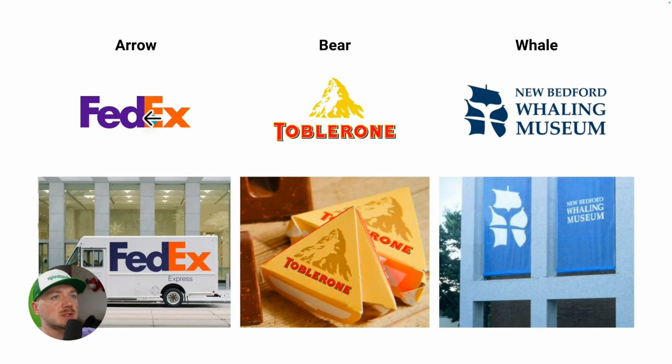FedEx is probably the most famous example of a negative space logo. If you can see this arrow cleverly hidden right here between E and X, you cannot unsee it. And the same with the Toblerone. Once you see the bear, then you will always see it there. And here is a more prominent example. It's actually just a shape over another shape.